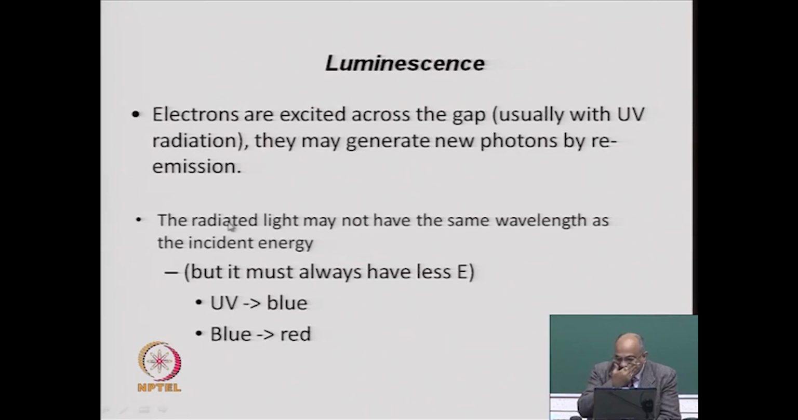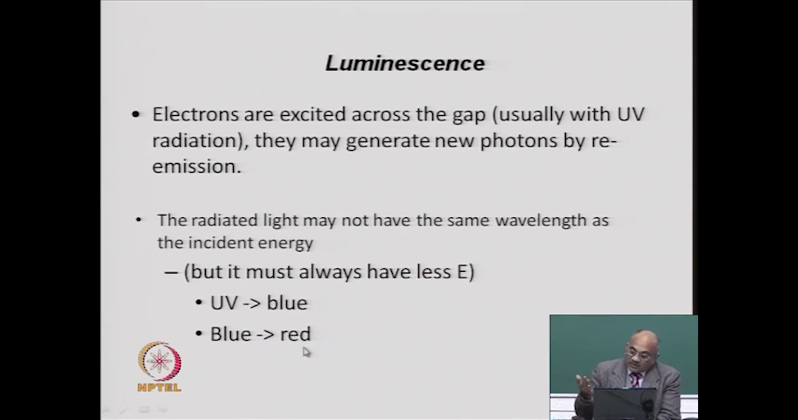Typically if you shine UV light, that means your absorption is in the UV, the emission may be in the UV or it may be in the visible. That means the emission will always have less energy, and normally when you shine UV you will get blue emission, you can get blue or you can get higher wavelengths, lower energy. If you shine blue light, then you will not get blue.